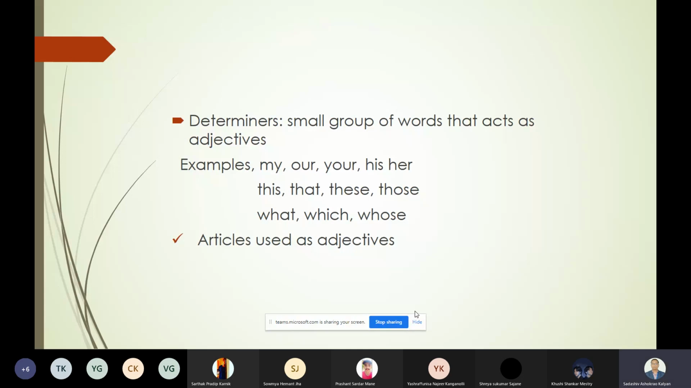These determiners are a small group of words, and these words also work as adjectives. Whatever articles we have, like a and the, are also called determiners. At the same time, words like this, that, these, those. We can use the word this whenever something is near to us.